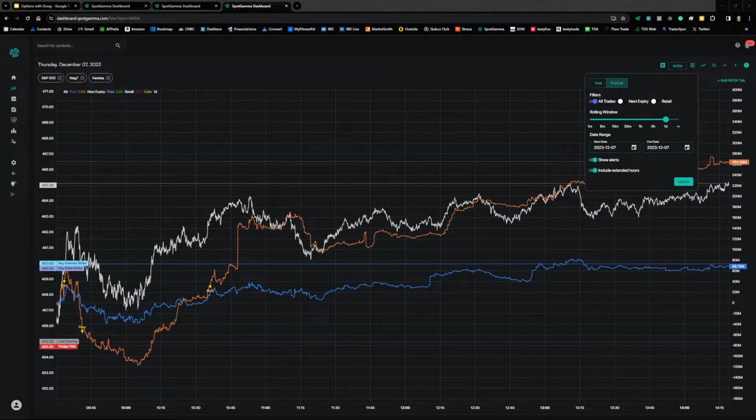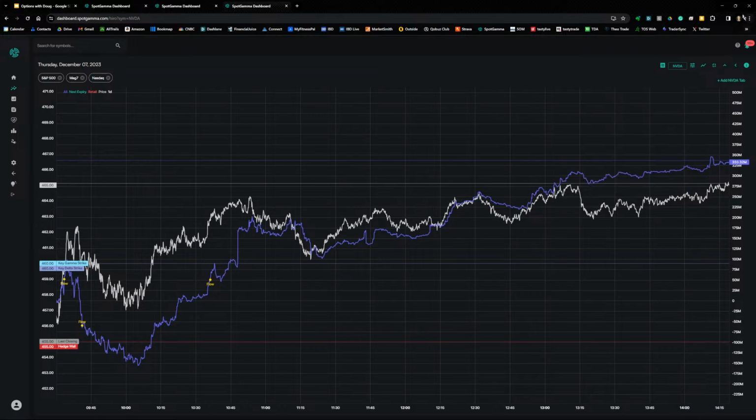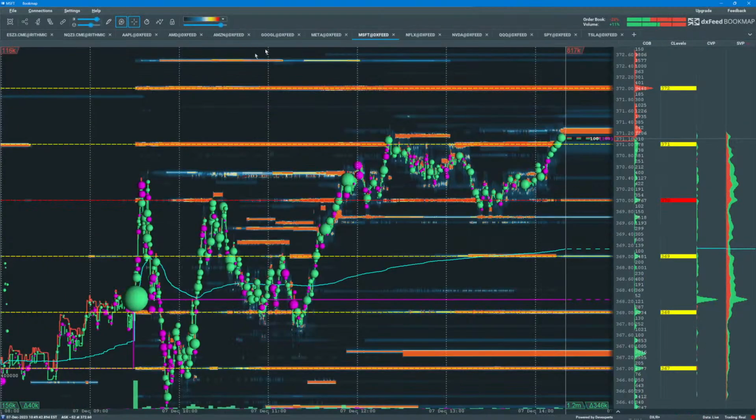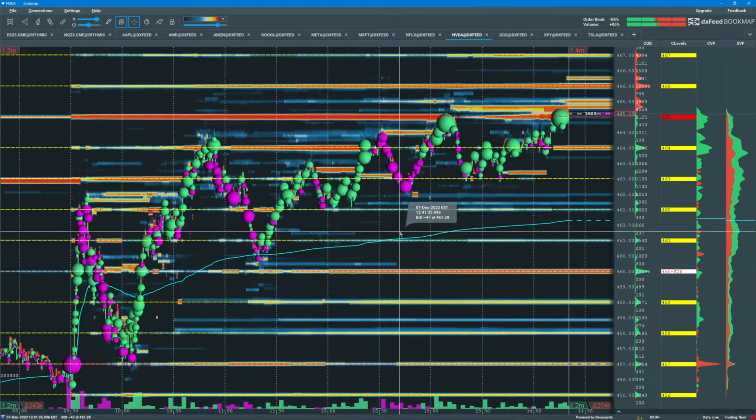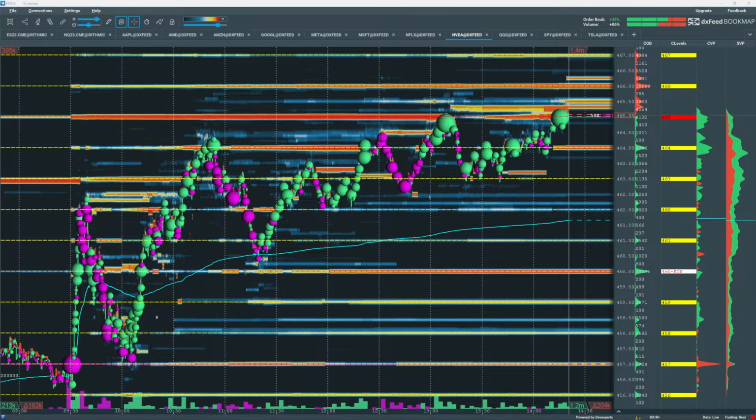Let's go take a look at Bookmap. Go to NVIDIA. Note all the green volume dots here again. Let's just zoom in on this.